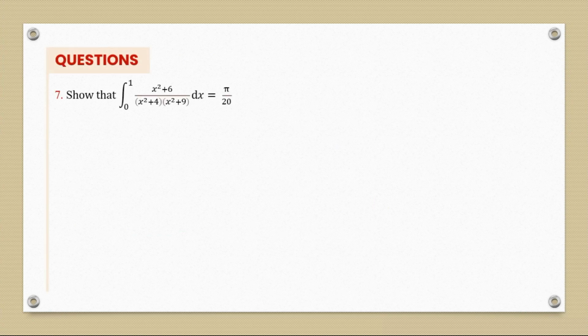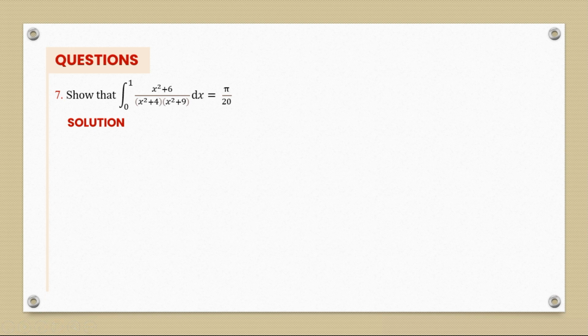So question number 7, we're being told to show that the integral of (x squared plus 6) over (x squared plus 4)(x squared plus 9) shall equate to pi over 20. But now we've been given limits on that integral, the limits of 1 and 0. So how do we do that? We can already see that clearly this is a proper fraction, so it's okay for us to proceed.